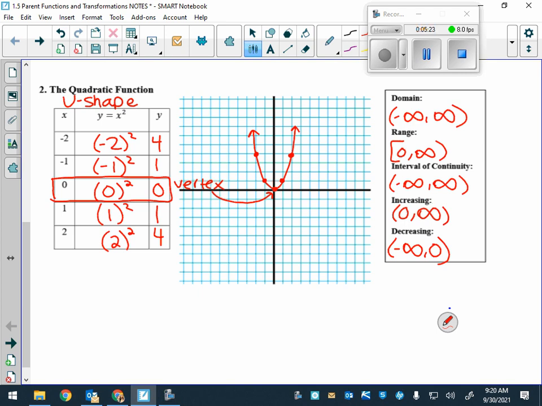Okay, so it's symmetrical. So what we could have done is found out these two values and automatically know that they're here. So if you find the vertex first, then you will know 2 below. Okay, you figure it out algebraically, and then you will know 2 above. Okay, because it's the same distance, it's symmetrical on either side.